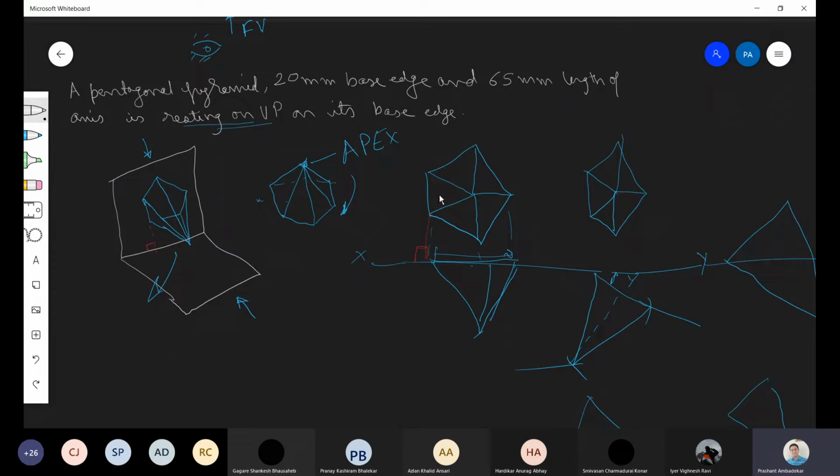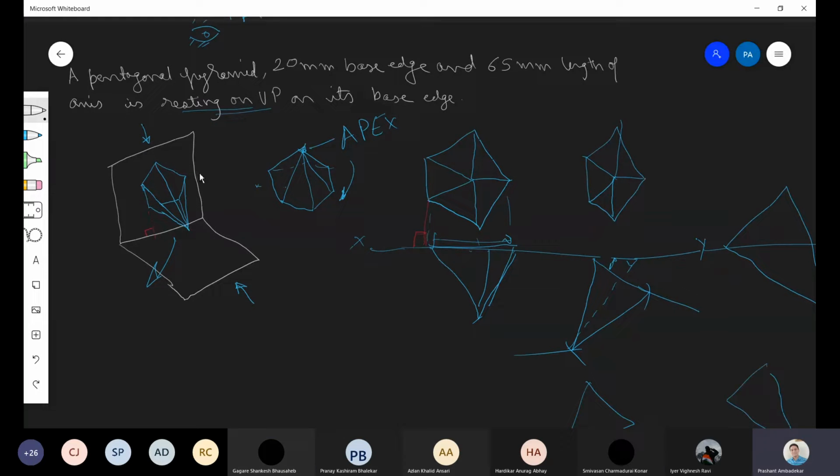Okay, so what I am doing here is I am resting it on the base edge. तो यहाँ पे मुझे base edge चाहिए. That's it. हाँ सर समझे. ठीक है. Okay, so all of you will.